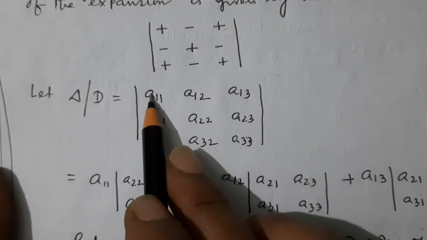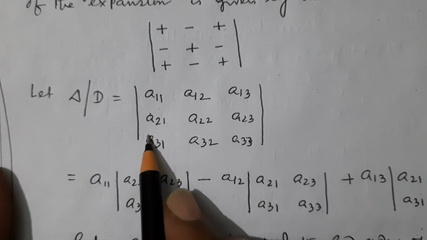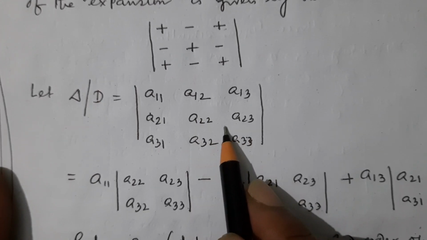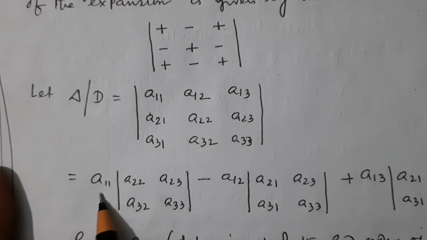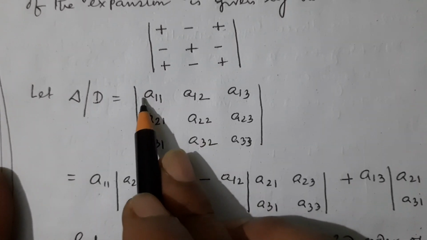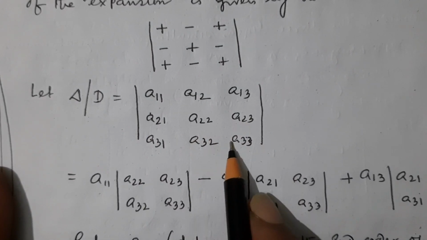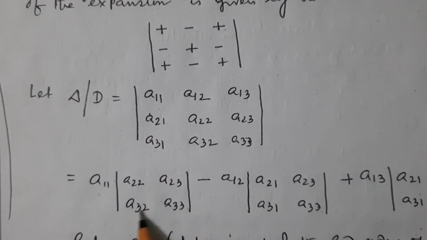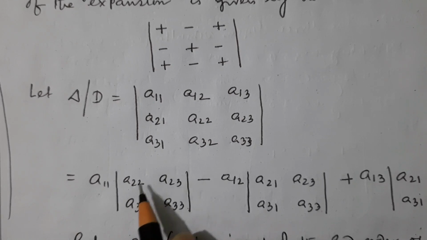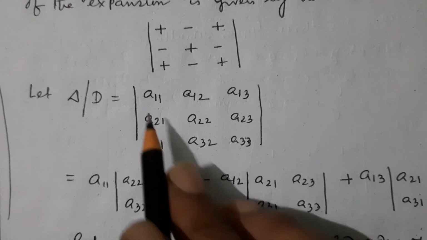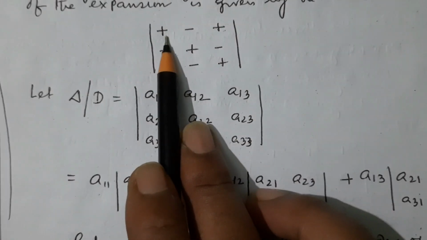Suppose we expand this determinant, and we write this a11 and we draw an imaginary line along horizontal and along vertical, and we write the uncovered elements within the determinant. That is, a11 into, if we draw an imaginary line, this and this are the uncovered elements. So it can be written in determinant form, that is, this is the 2 cross 2 determinant. So a11 into the determinant a22, a23, a32, a33.